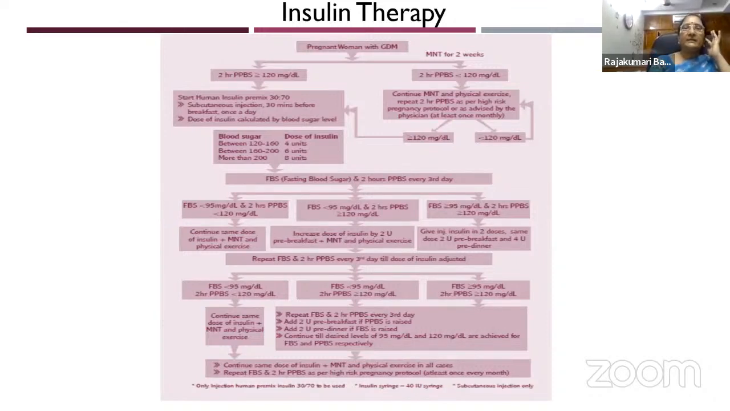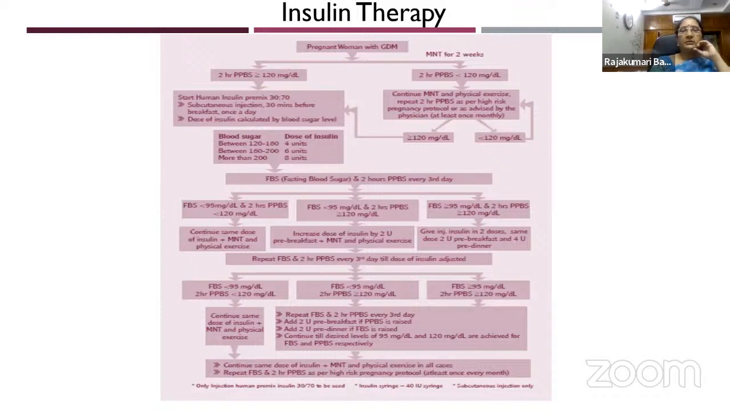Insulin therapy. Pregnant women with GDM are given medical nutrition therapy for 2 weeks. If 2 hours PPBS is more than 120, then start Mixtard, a subcutaneous injection 30 minutes before breakfast once a day. The dose of insulin is calculated by blood sugar levels: if the blood sugar is between 120 to 160, 4 units. If it is 160 to 200, it is 6 units. More than 200 means 8 units.